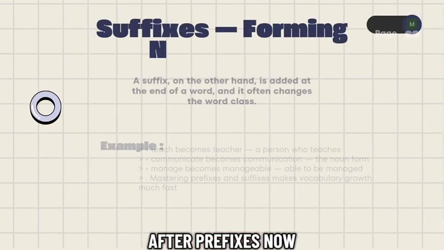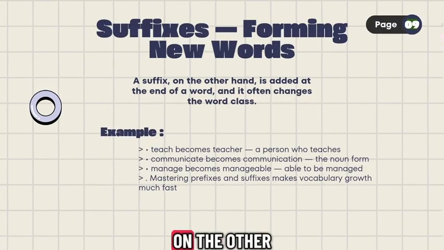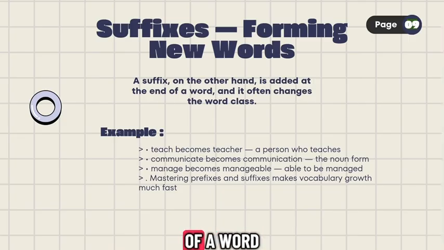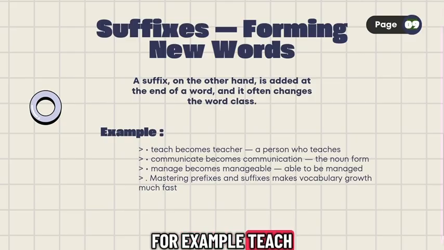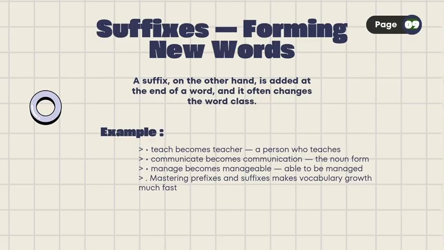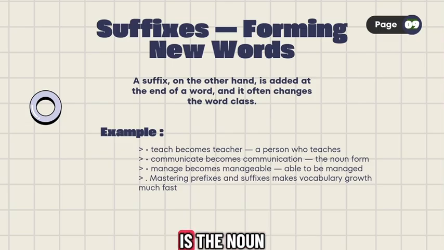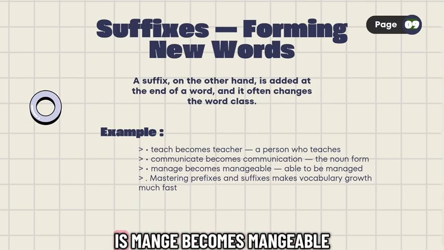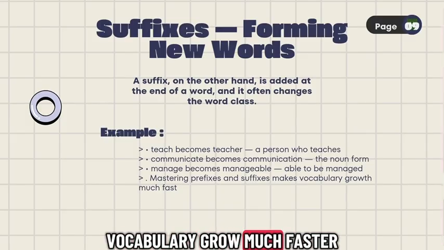After prefix, now we talk about suffix, forming new words. A suffix, on the other hand, is added at the end of a word, and it often changes the word class. For example, teach becomes teacher, a person who teaches. The second one is communicate becomes communication, the noun form. And the last is manage becomes manageable, able to be managed. So mastering prefix and suffix makes vocabulary grow much faster.